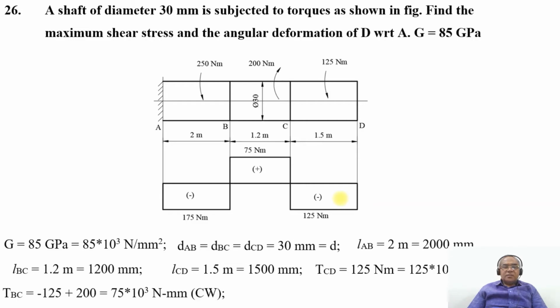Which is counterclockwise, and TBC will be equal to minus 125 plus 200. So you're going to get 75 into 10 to the power of 3 Newton mm. Since it is positive, it is clockwise. So we are taking the clockwise moment as torque as positive and counterclockwise as negative. So similarly, TAB will be equal to minus 125 plus 200 plus minus 250. It will be equal to minus 175 Newton meter. So that is minus 175 into 10 to the power of 3 Newton mm in counterclockwise direction.